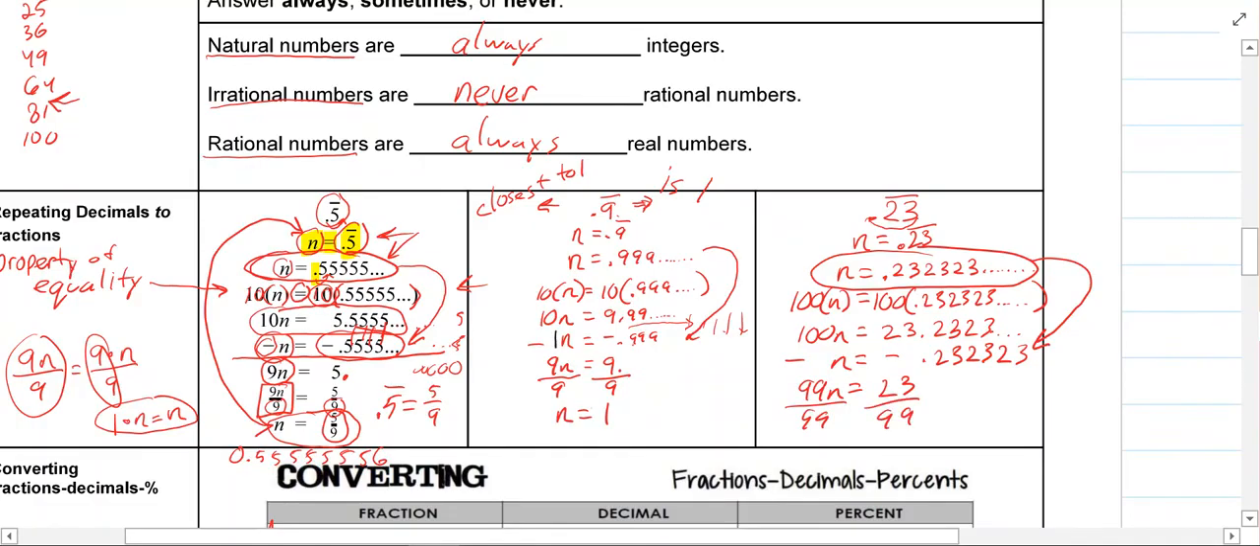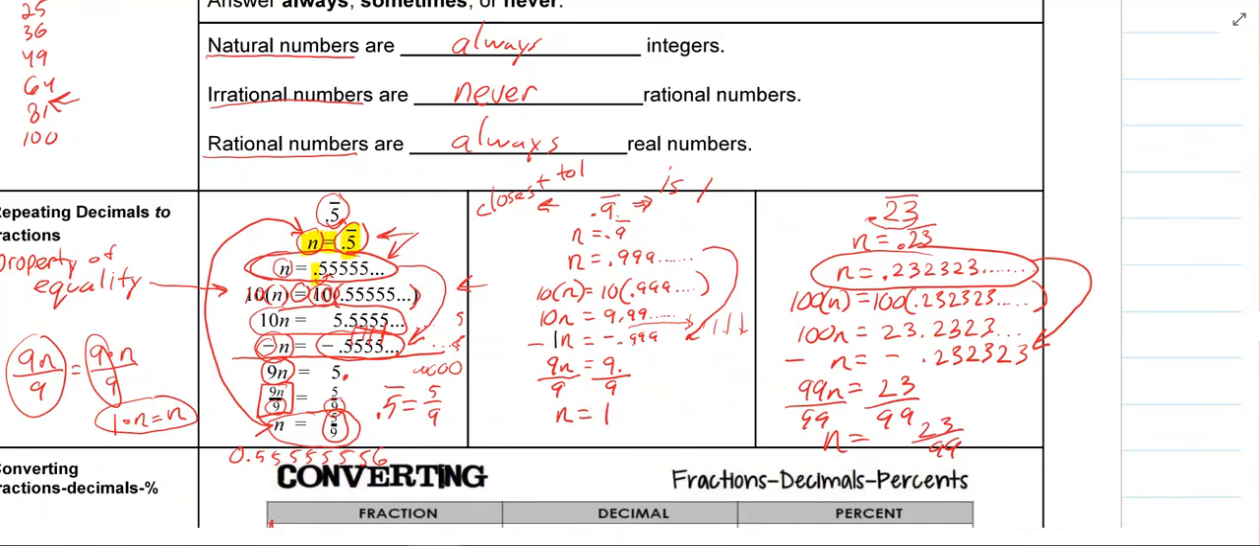And on my calculator, I have 23 divided by 99. And so n equals 23/99. Open up your calculator just to check, and you type in 23 divided by 99, and you should get on your calculator screen 0.232323, and there it is, proof.